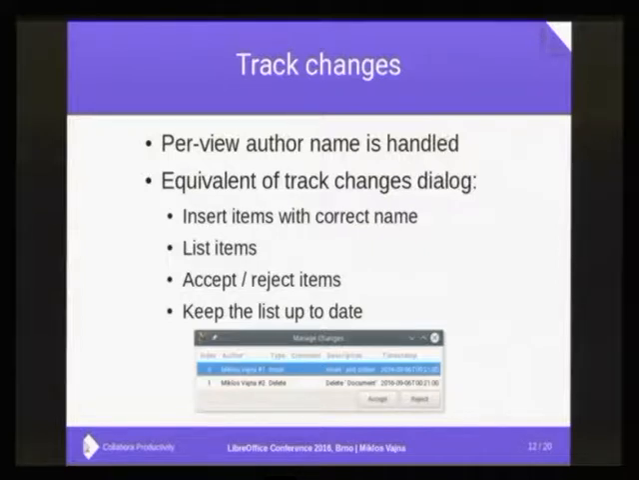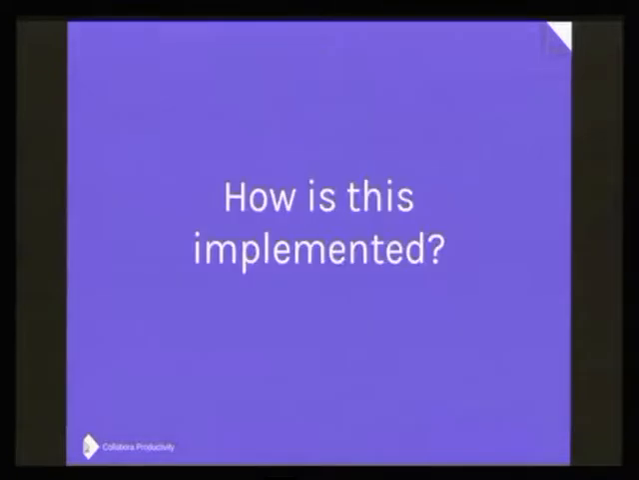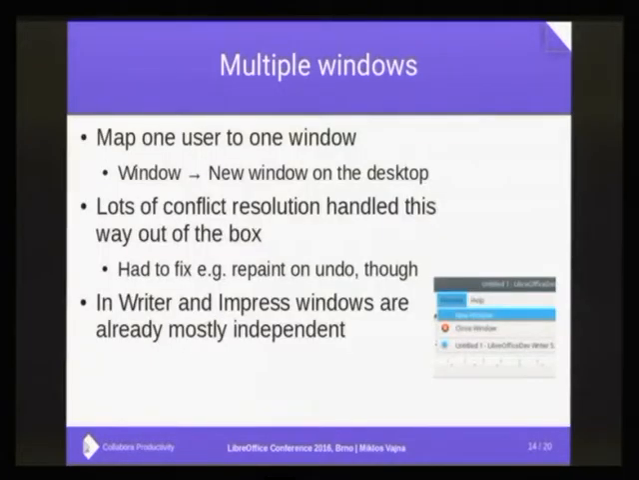But in case something doesn't work as expected, then we are interested in how this is implemented. And the main trick is basically each user of the API, or each editing user, is mapped to the feature of multiple windows on the desktop. That's how we can get lots of conflict resolution for free, like the example I mentioned with the cursor being in the word and the other window deleting that very same word.